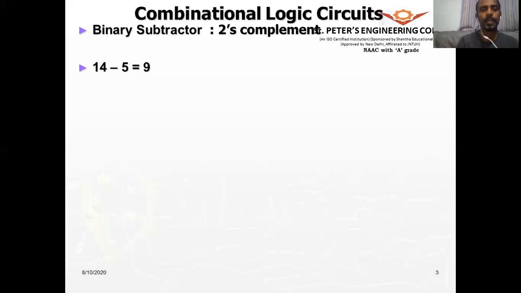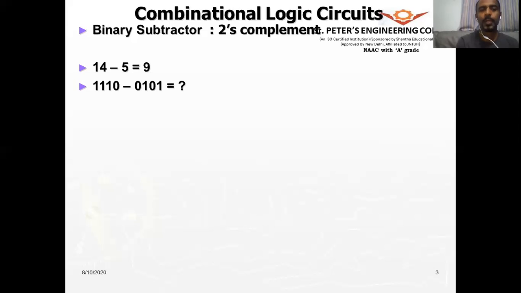For example, if you want to subtract 5 from 14, the answer is 9, which is very easy because it's a decimal number. So how do we do the subtraction in the binary form? What is the binary equivalent of 14? It is 1110. What is the binary equivalent of 5? It is 0101.